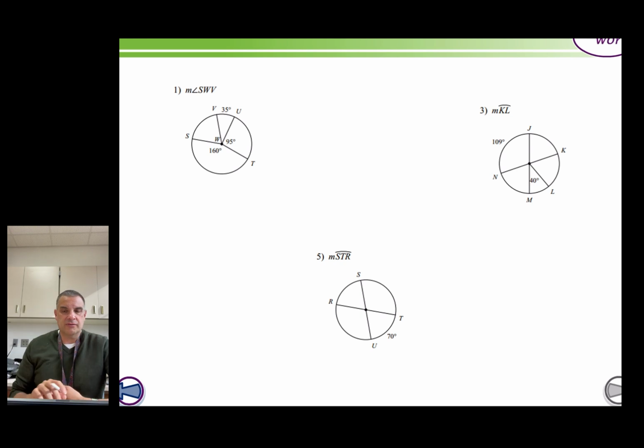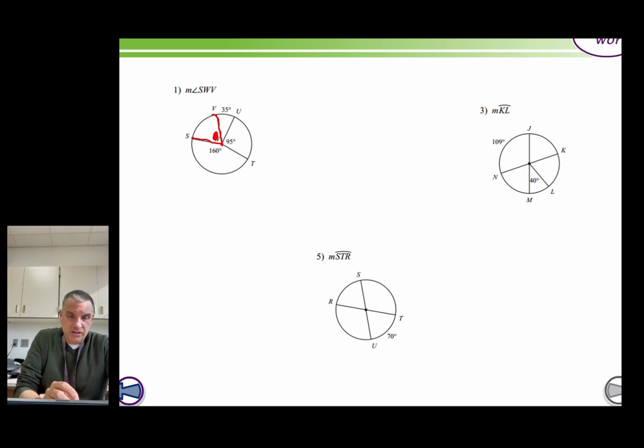So if we look at this first example, I've got all of these things coming along, and it wants us to find SWV. So SWV, it wants us to find essentially that angle right here. And now what you need to understand is that the measure of the arc is the same thing as the measure of the central angle.